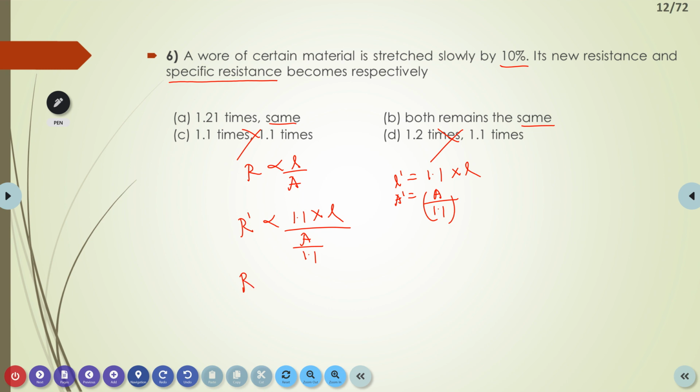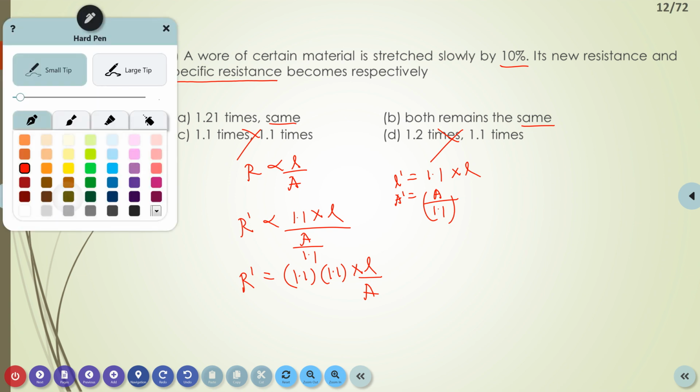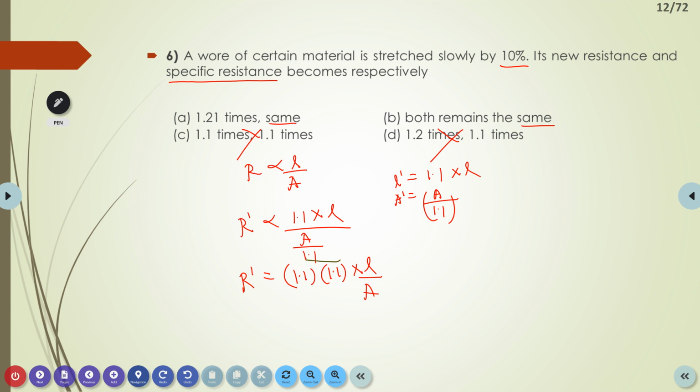We simplify it. R dash equals 1.1 into 1.1 into L divided by what? A. Here you see this one, 1.1 into 1.1 becomes how much? It is 1.21. It is R dash equals 1.21 times what? It is nothing but the initial resistance. So this is not, this will be what? This one.